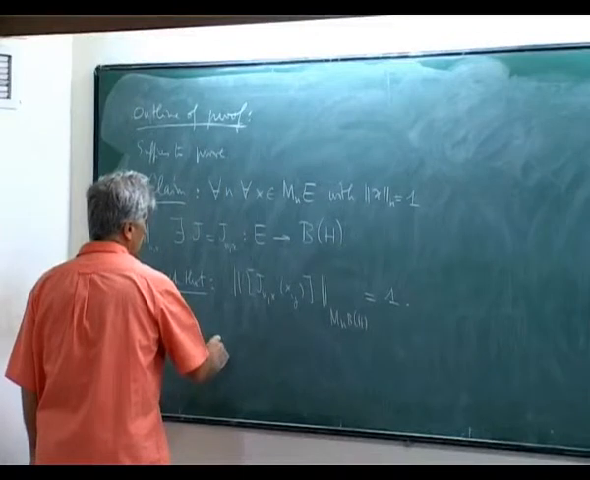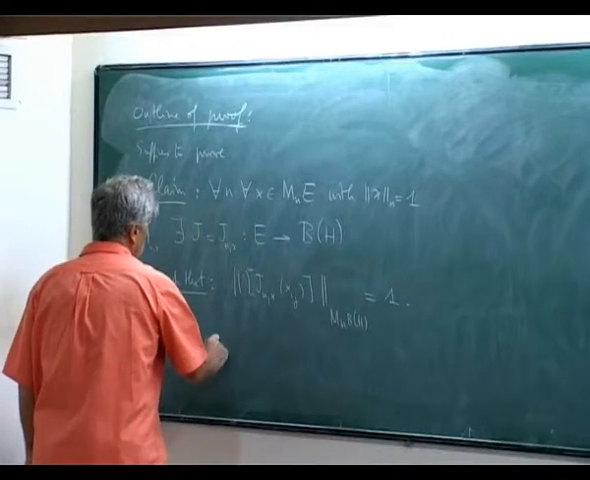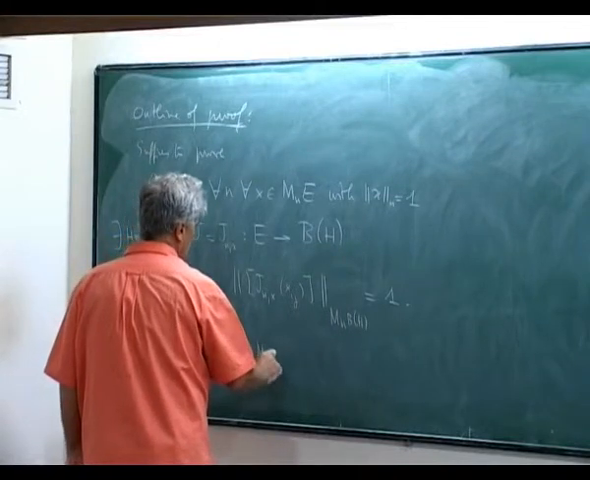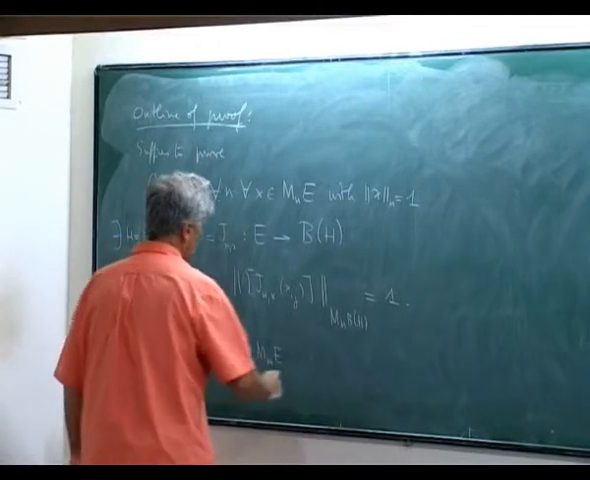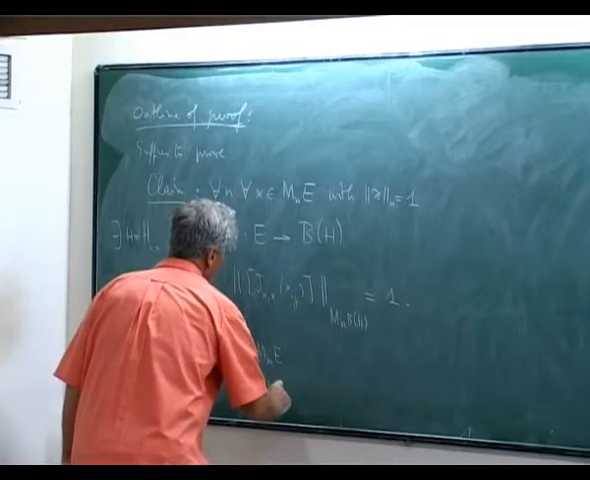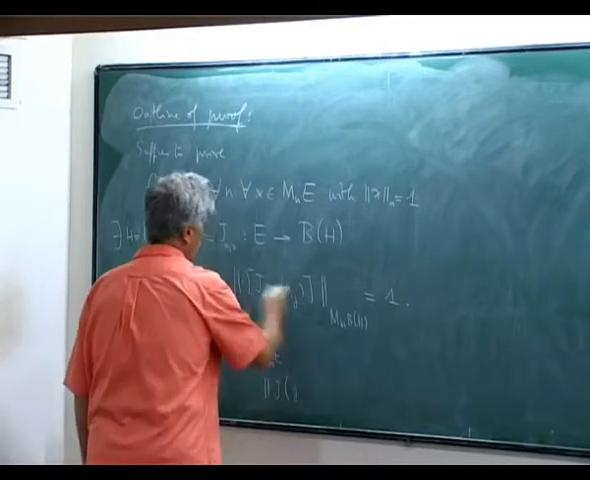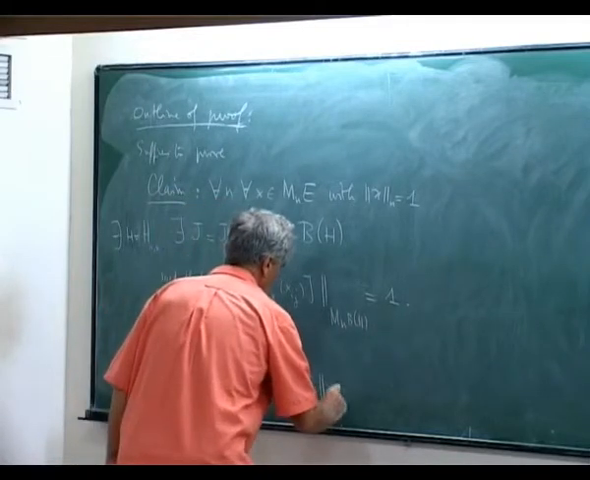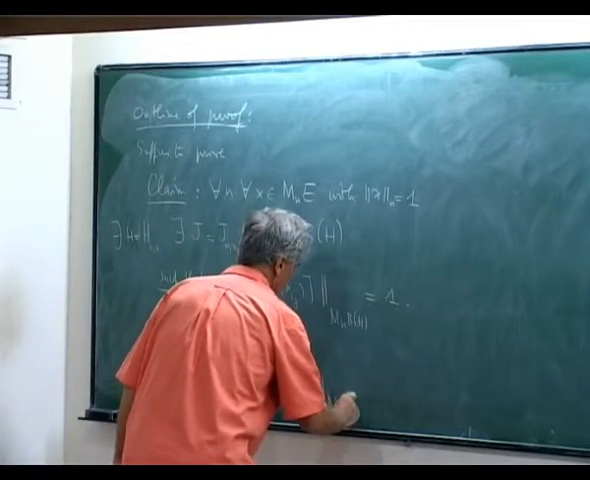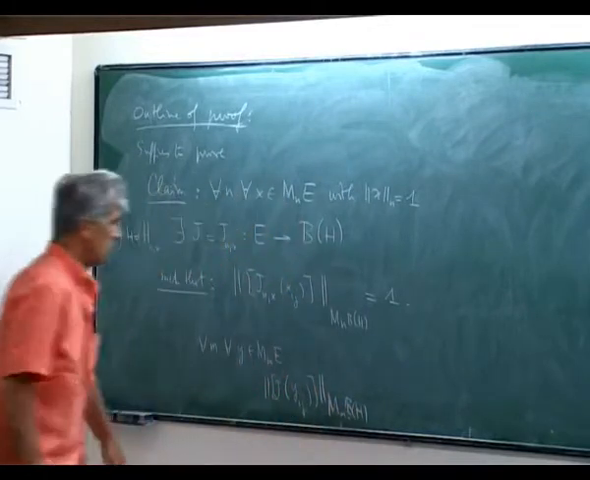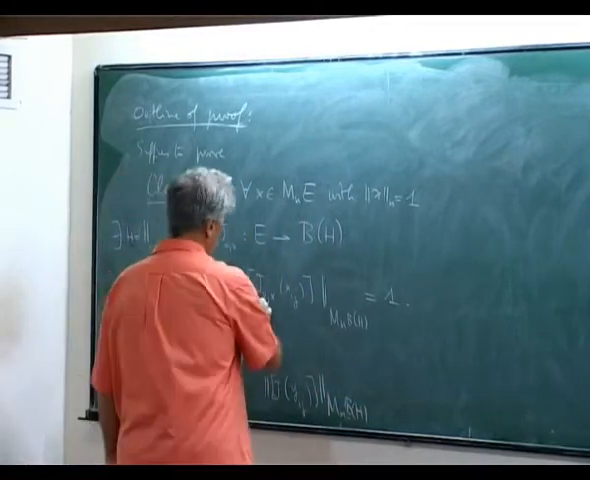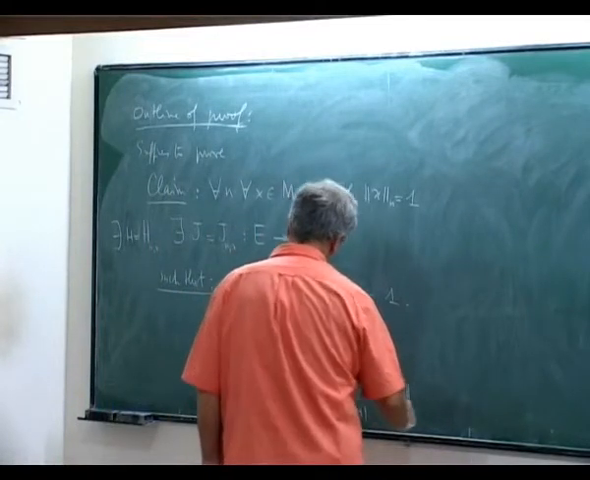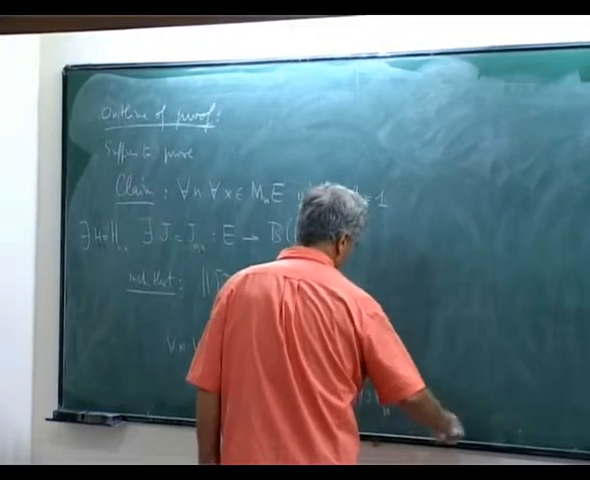So for any m and for any y in Mm of E, we want that the norm of J of y, dropping the indices, is less than or equal to the norm of y in Mm.